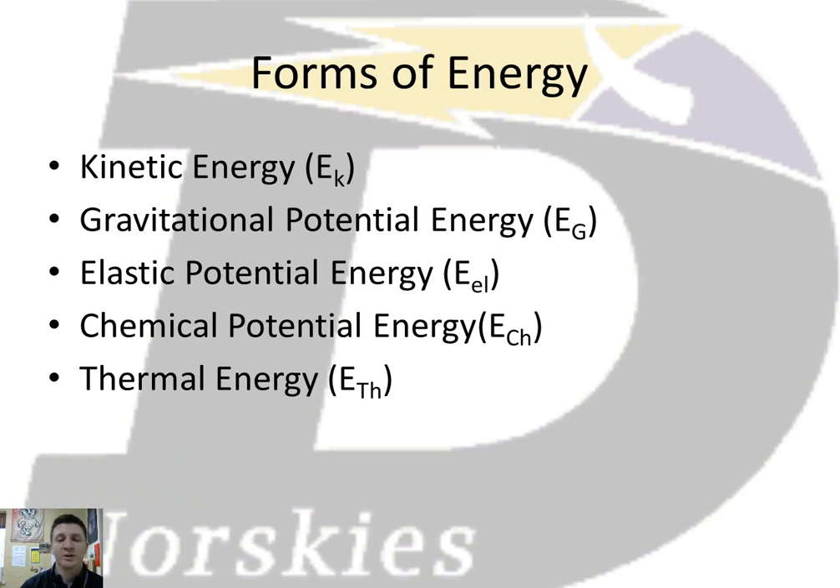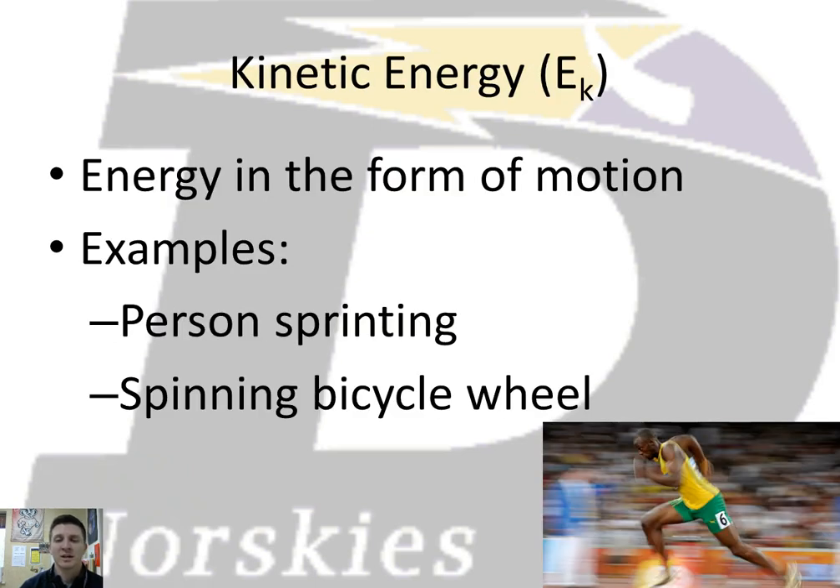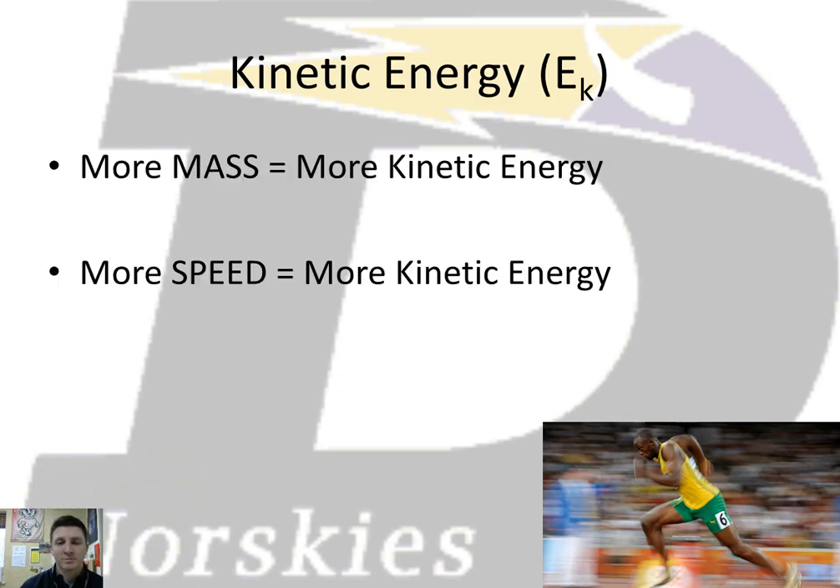So what are those forms of energy, and what do they look like, and what do they involve? Well, the first one I want to talk about is kinetic energy. You've probably heard of kinetic energy before. Kinetic energy refers to the energy that exists in the form of motion. For example, here we have a picture of Usain Bolt. He is sprinting, he's in motion, so he has kinetic energy. A spinning bicycle wheel would be an example of kinetic energy. Not only do living things have energy, inanimate objects can also have kinetic energy. Anything that is moving has kinetic energy.